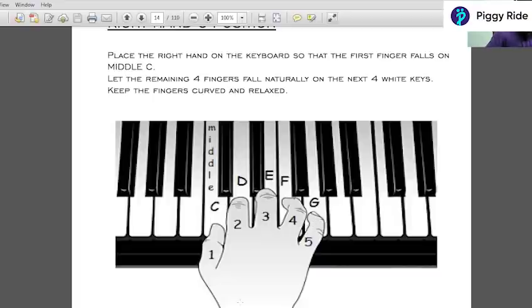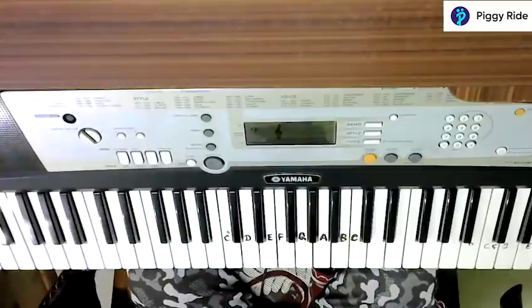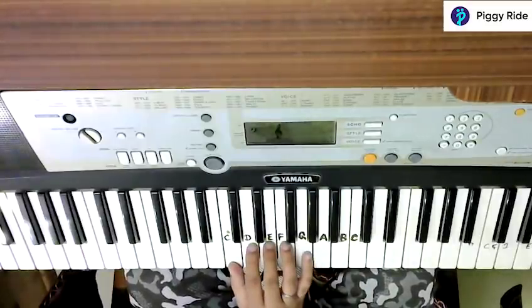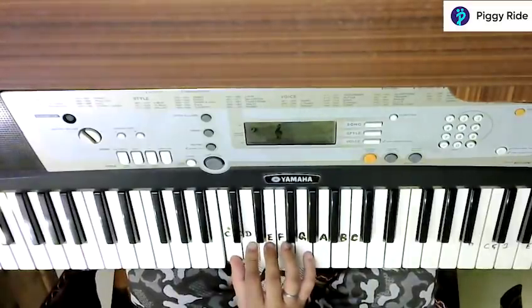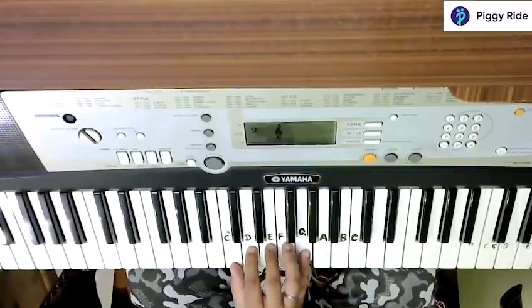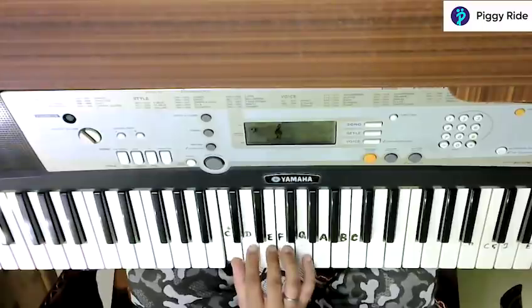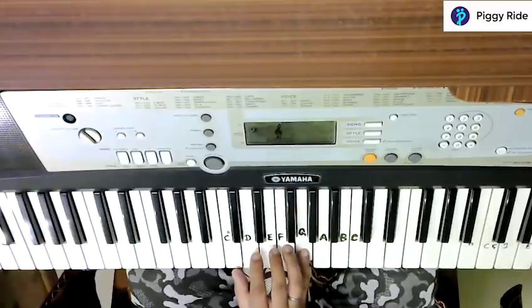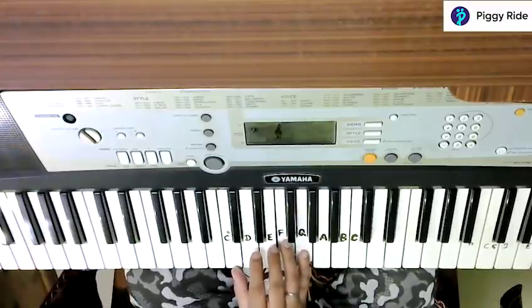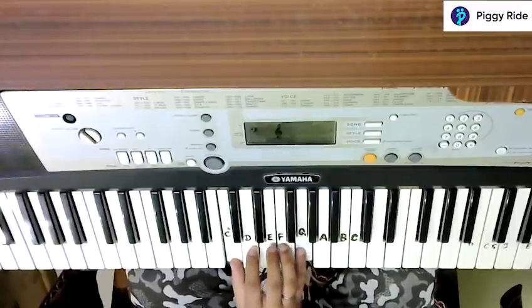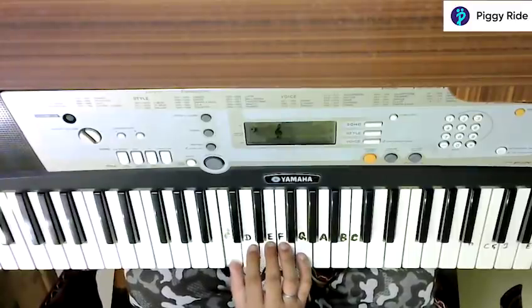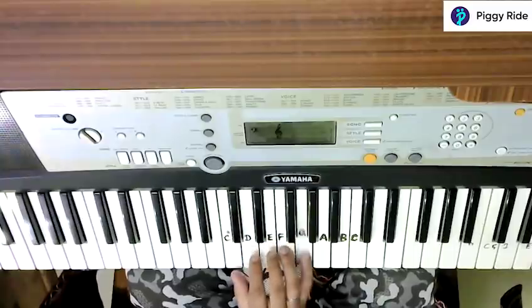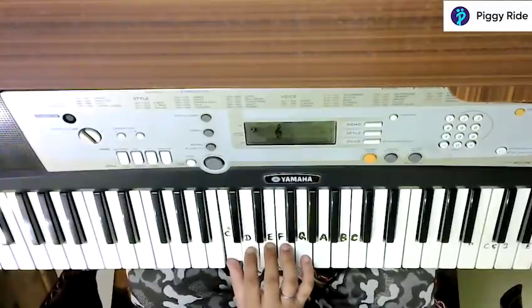I will rotate my camera so you can also see this, like this. C, D, E, F, G. So in the beginning you will play these five notes with these fingers: C, D, E, F, G. Then in descending order also: G, F, E, D, C.